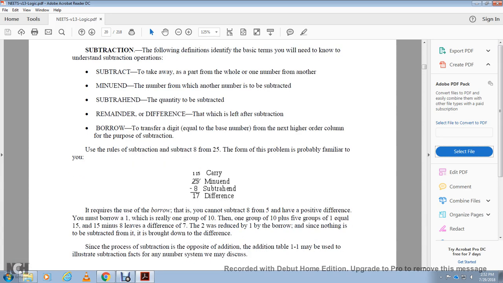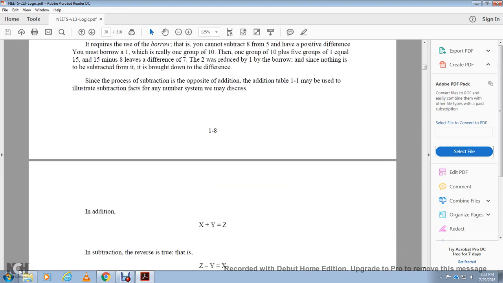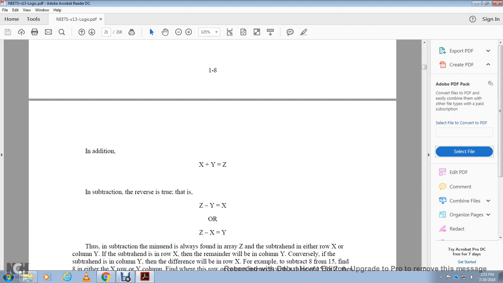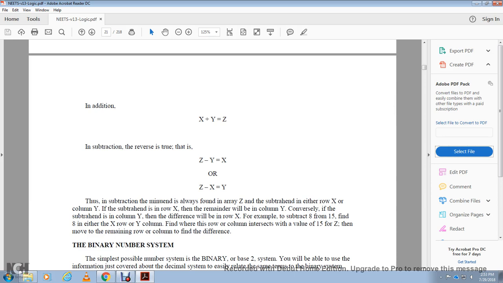Since subtraction is the opposite of addition, the addition table may be used to illustrate subtraction facts for any number system we discuss. In addition, x plus y is equal to z. In subtraction the reverse is true: z minus y is equal to x, or z minus x is equal to y. Thus, the subtraction minuend is always found in the array of z, while the subtrahend is either row x or column y. With the subtrahend of row x, the remainder will be in column y. Conversely, with the subtrahend of column y, the difference is in row x.